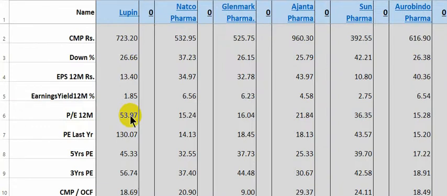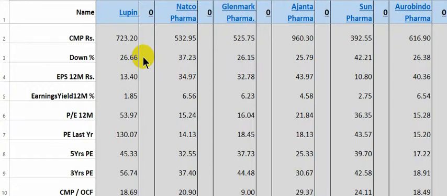So here my purpose is dual. One is I get to update my knowledge. Second, if someone gets helped by my analysis, more than welcome. So let us begin with these ratios. Lupin's current market price is 723. Again, I won't be repeating the ratios for each of them. Some of them I may skip, and I'll be giving a ranking from 1 to 6 for each script depending on how good the numbers are.